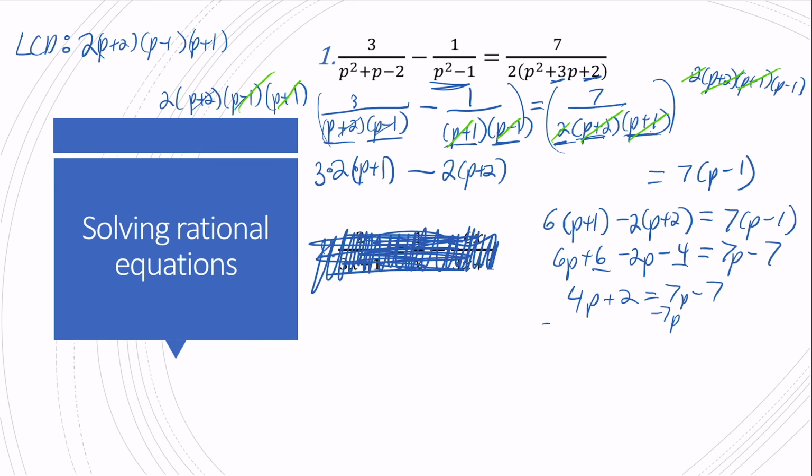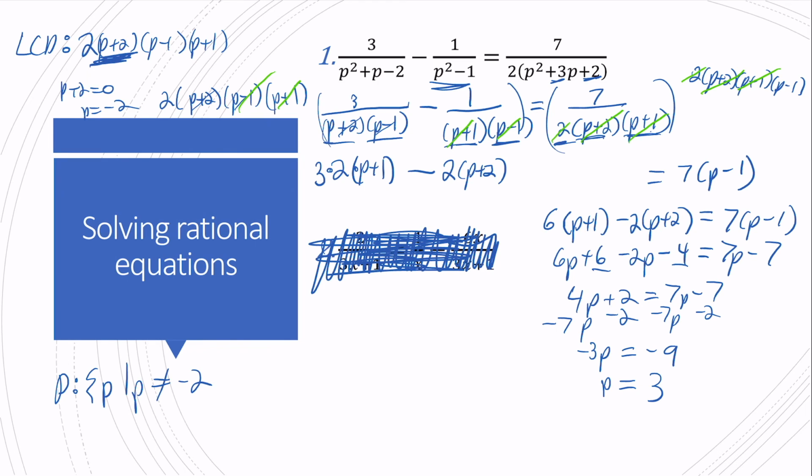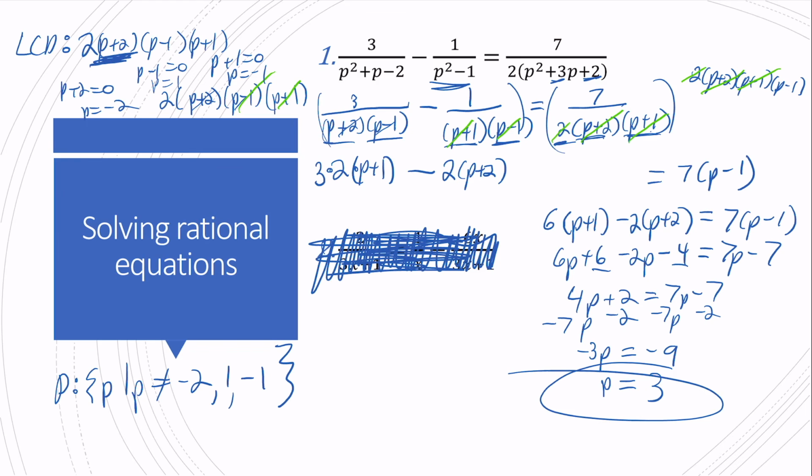I subtract 7p from both sides, so I have negative 3p. Subtract 2 from both sides, so I have negative 3p is negative 9. P equals 3. And I need to make sure that's in my domain. Well, the values that are excluded from my domain: when p plus 2 is 0, that'd be p is negative 2. When p minus 1 is 0, that'd be p is 1. And when p plus 1 is 0, that'd be when p is minus 1. So those are the three values excluded from my domain. This can be my solution.